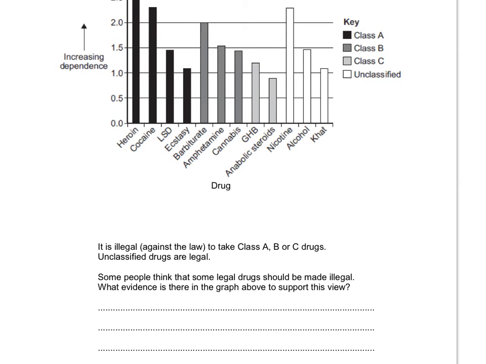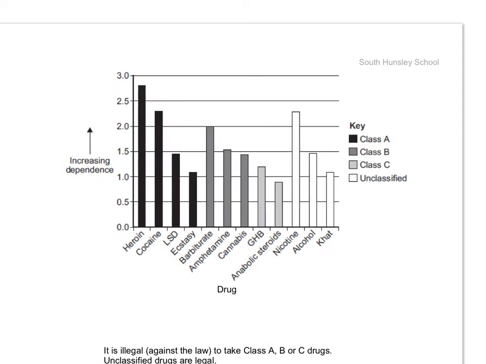The question states that some people think that some legal drugs should be made illegal. What evidence is there from the graph to support this view? The key part here is it says what evidence is there from the graph. So you absolutely must be using data from the graph to support your answer.